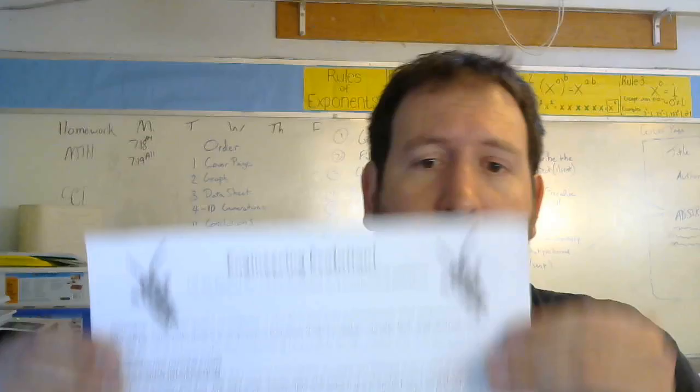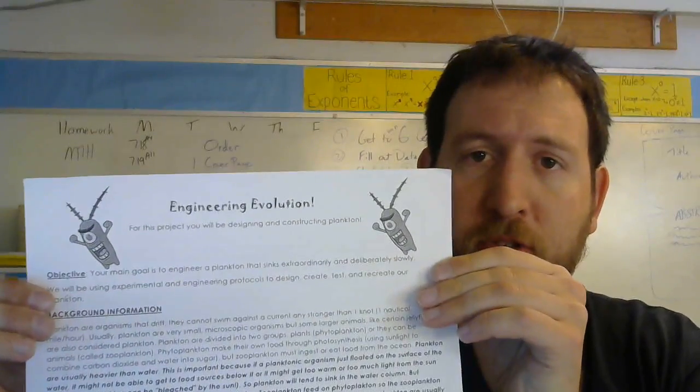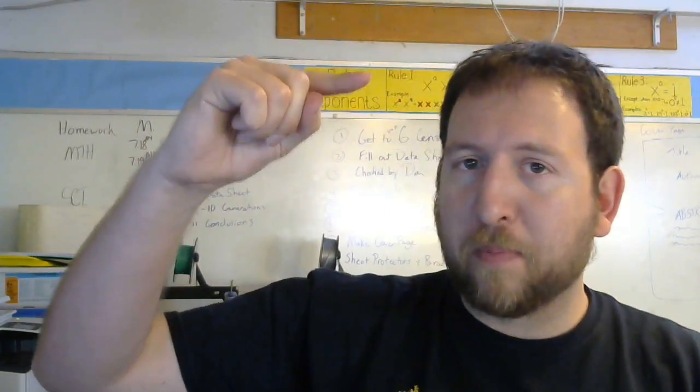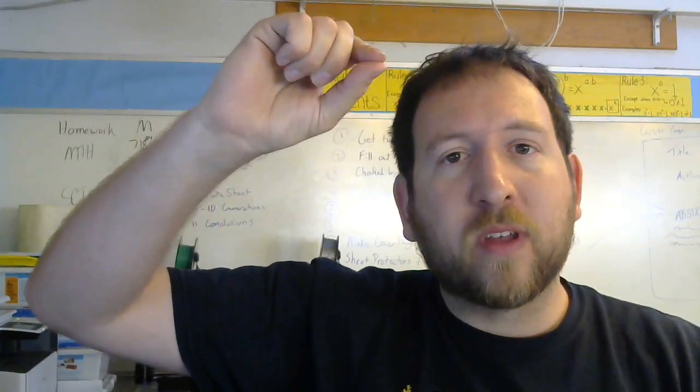In here we have on display our engineering project that we called Engineering Evolution. And we looked at plankton and how they live in the ocean to kind of model our project. Now, plankton, especially phytoplankton, need to live in the very top piece of the ocean, where the light is able to get in, which is about the top 100 to 200 feet or so.